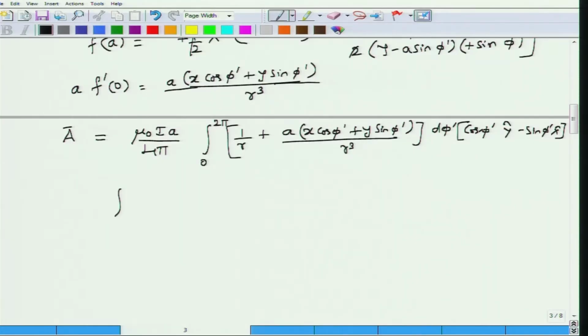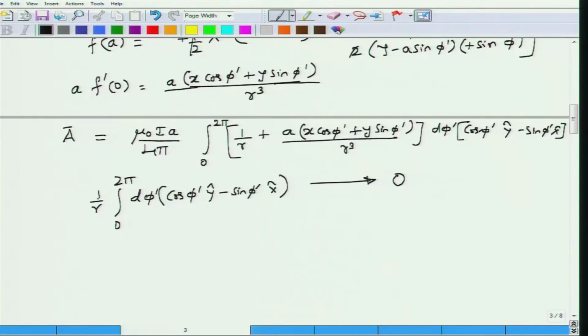Clearly if you look at this term, 0 to 2 pi, 1 by r, I can push this 1 by r outside the integral, and what I am left with here is integration with respect to d phi prime of the quantities cos phi prime y hat minus sin phi prime x hat. So clearly cos phi prime and sin phi prime, if you integrate over 0 to 2 pi, will give you 0. So essentially you are going to get a big 0 over here.